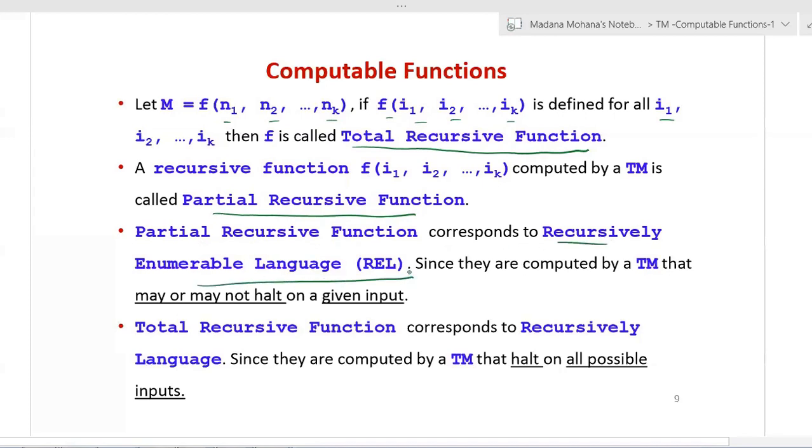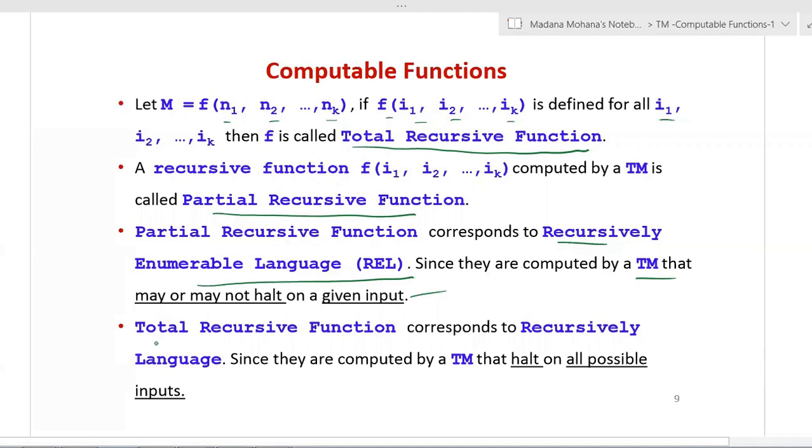What is a recursively enumerable language? It is a type 0 language, accepted by a Turing machine which gives the result only as yes. That is, it is semi-decidable, not fully decidable, since the Turing machine may or may not halt on a given input. Whereas for a recursive language, the Turing machine halts on each and every input.